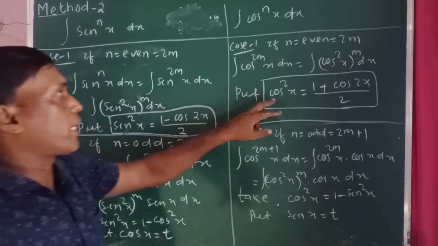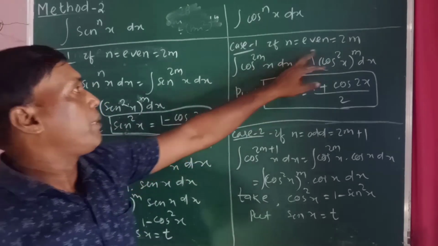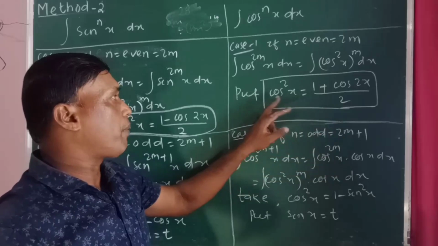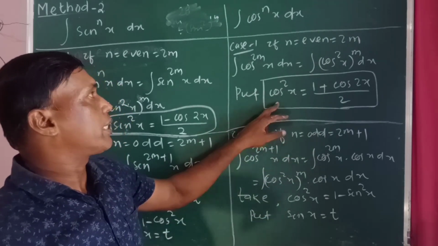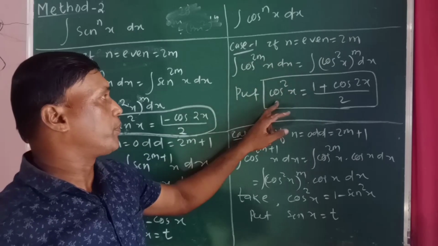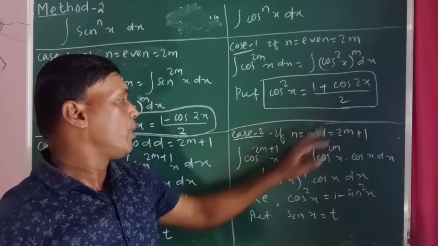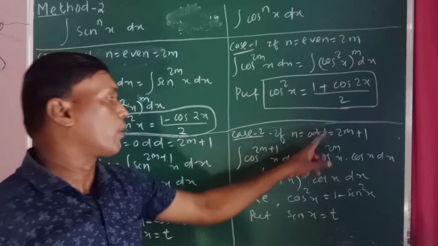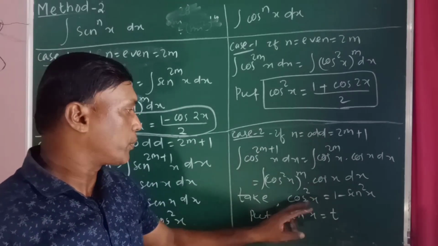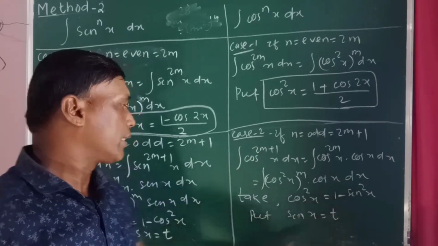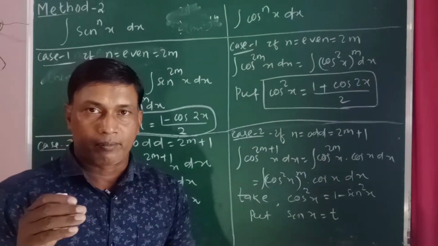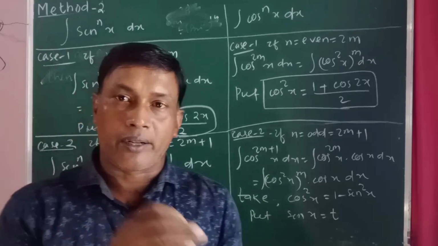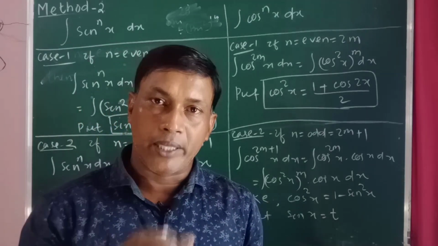Similarly, for cos square, the power of a cos may be even or odd, but you have to find cos square. But if cos square x is originated from even power, then you have to put cos square x is equal to 1 plus cos 2x by 2. If cos square x is originated from odd power, then you have to put cos square x is equal to 1 minus sin square. Then substitution, here cos x is equal to t, here sin x is equal to t. Very important trick, very important trick.